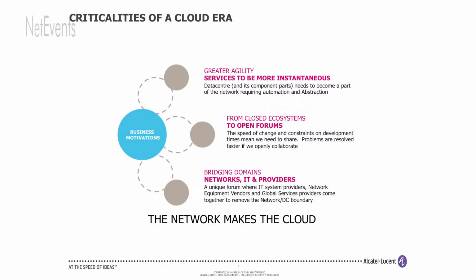So as we take that forward into the criticalities of moving into this cloud era, what are the real critical issues we have to worry about and overcome so we can get to a stage where the network is no longer the bottleneck for delivering new cloud services and applications? We need greater agility. We need services to be more instantaneous, and that's network services in particular. The data center and its component parts need to become a part of the network, requiring automation and abstraction. We need the network to become automated, and we need to be able to abstract network capabilities and provide those up to the higher compute layers. There's work ongoing there, but it still needs to continue to evolve, and there's a lot of focus in that area. Some would say that's the area of SDN, but it doesn't matter what you call it, that's what has to happen.